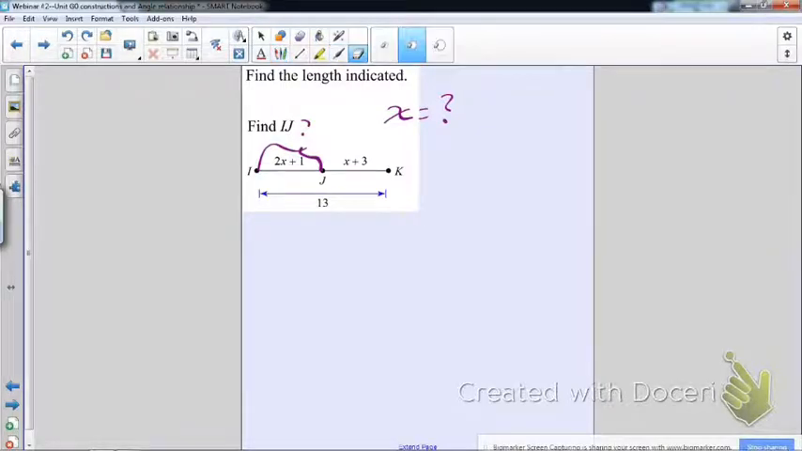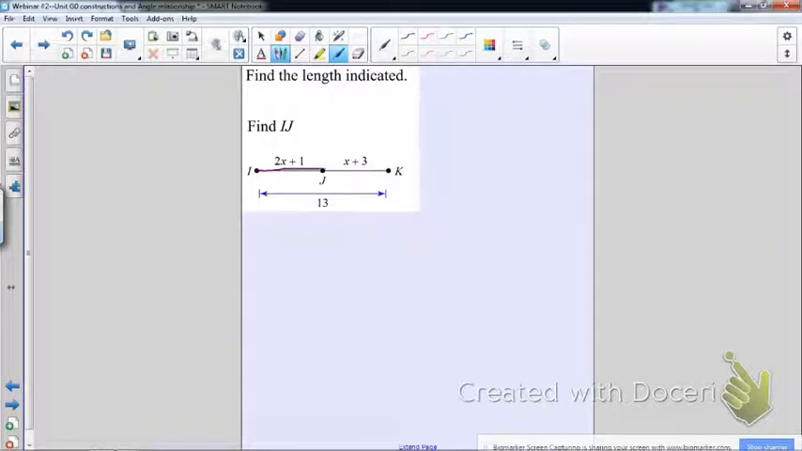Let me erase this really quick. You're going to take this small piece and add it to the second small piece, and in doing so, you're going to get the entire length from I to K. So this is what you're doing. I'm going to write it up here. You're going to take a small piece, IJ, and add it to JK, which will then give you IK. Small piece plus a small piece will give you the big piece, okay?